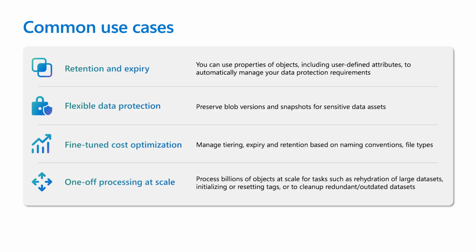And then there's always the case of one-off processing, especially in a case where you want to restore data from archive and you want to bring in millions or hundreds of millions of blobs back into an online tier, or you want to reset tags for a data pipeline that you're starting over on, or you want to clean up redundant or outdated data sets.